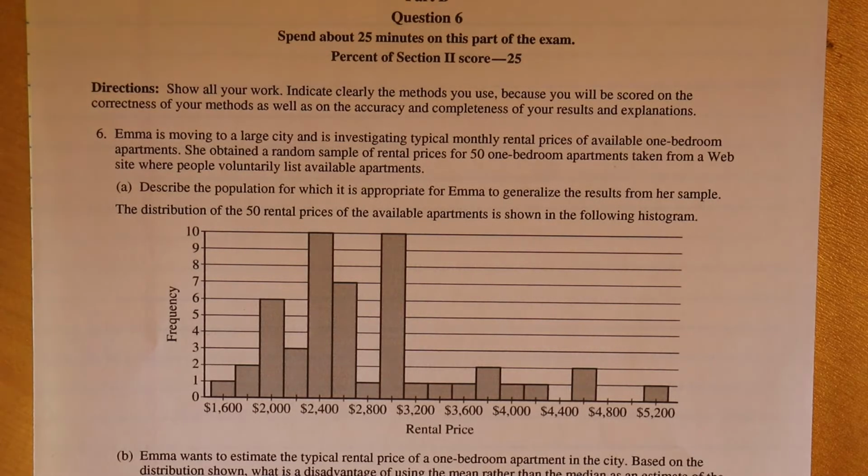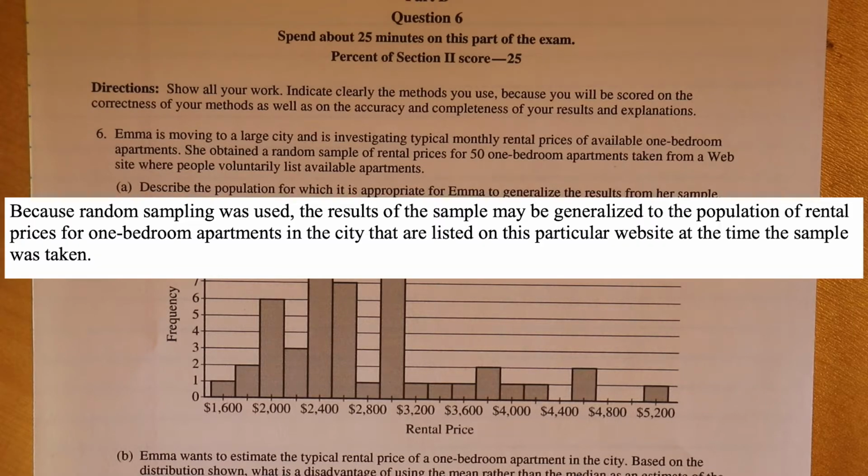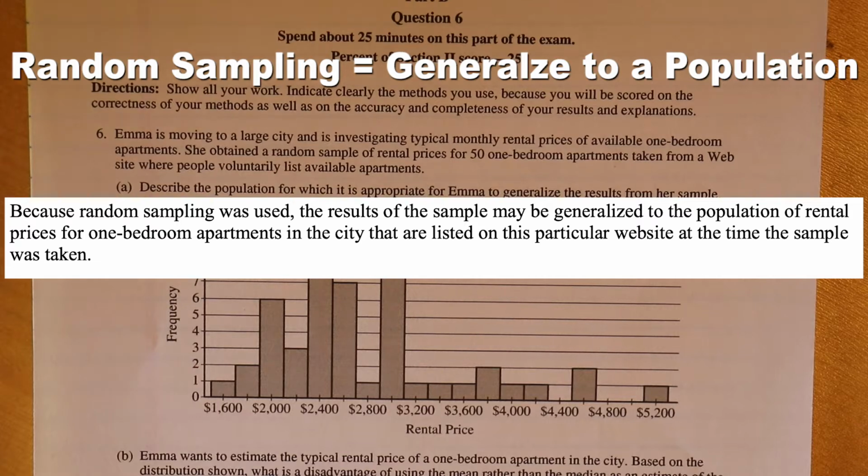Well, a few things to consider. She got it from a website where people voluntarily list available apartments. So, because random sampling was used, the results of the sample may be generalized to the population of rental prices for 1-bedroom apartments in the city that are listed on this particular website at the time the sample was taken. So be really cautious of a few things. It was a random sample, so you can generalize to a population. That's going to be a big word.